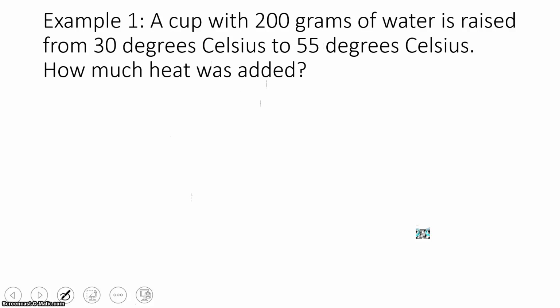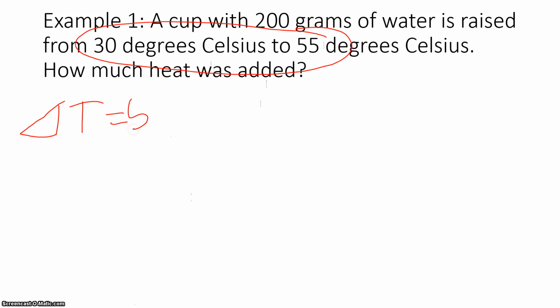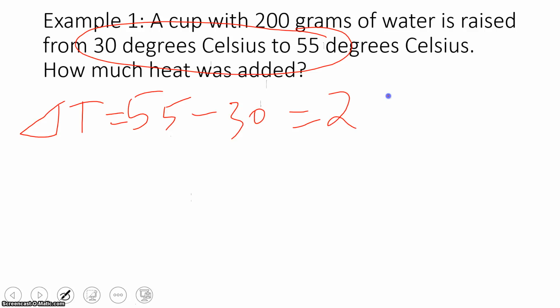All right, so first example. A cup with 200 grams of water, and by the way, this example also appears on your paper, is raised from 30 degrees Celsius to 55 degrees Celsius. So that gives us the original and final temperature. Delta T is equal to final minus original, so 55 minus 30, that's 25 degrees Celsius. 200 grams of water, so mass equals 200 grams.